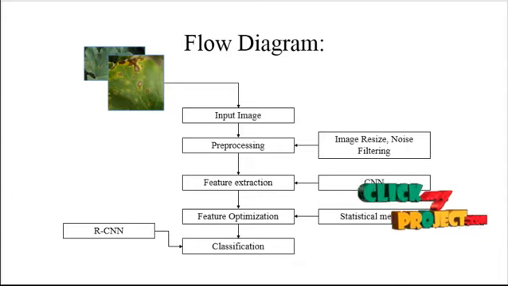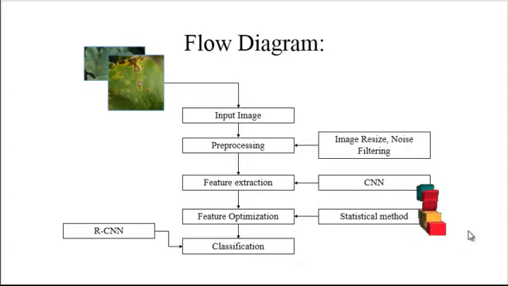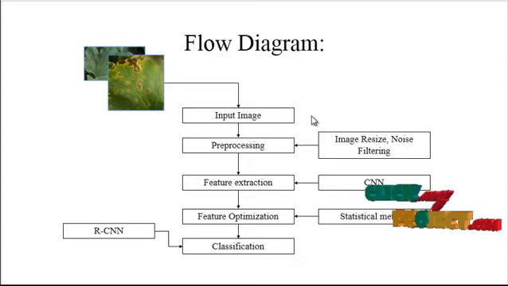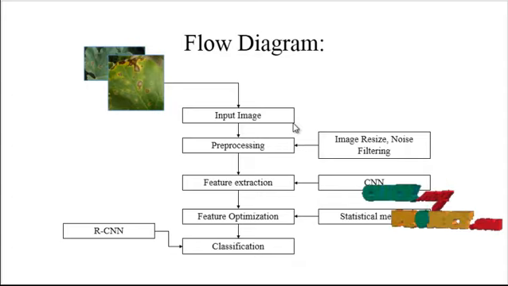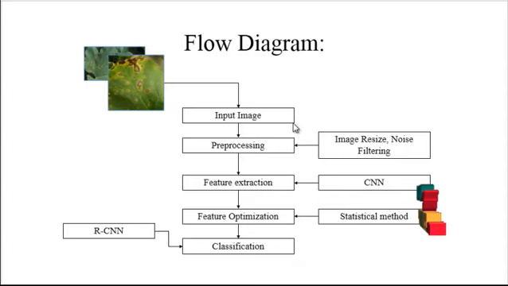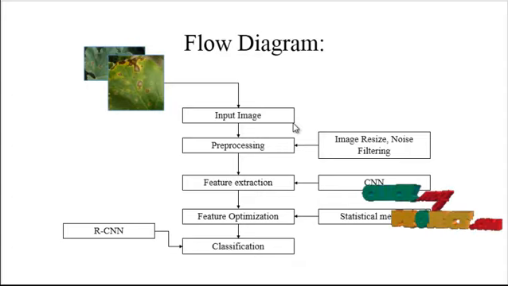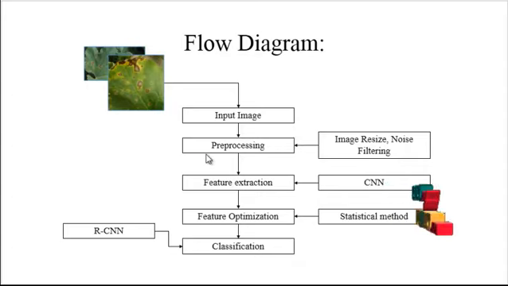Now we are going to discuss the flow diagram of the process. This is the overall working flow of the process. At first, the first stage of the process is the input image. The input image is taken from the dataset. The dataset will consist of several types of leaf diseases. After getting any one image from the dataset, the preprocessing will be carried out.